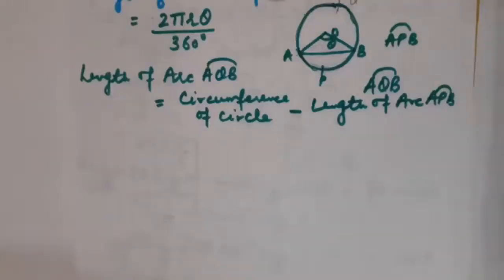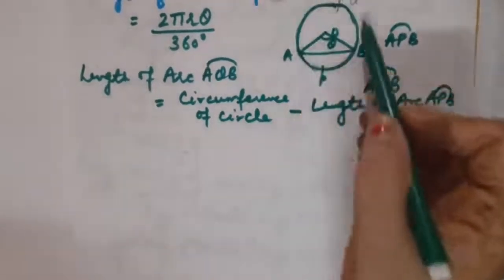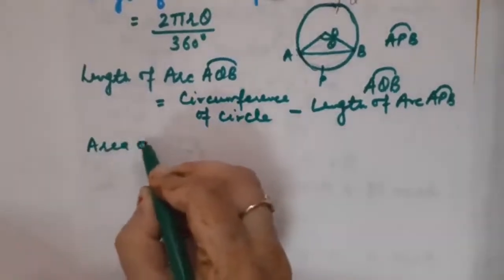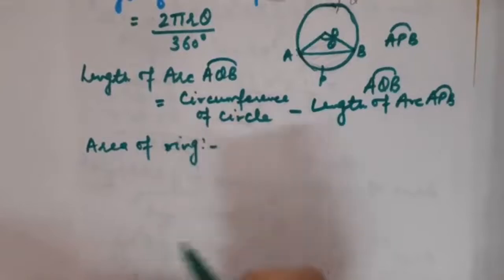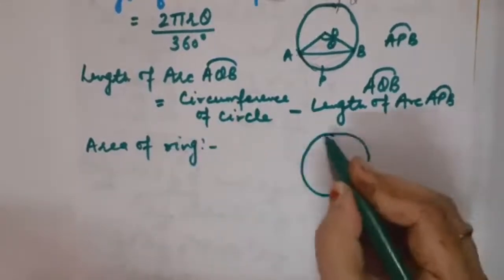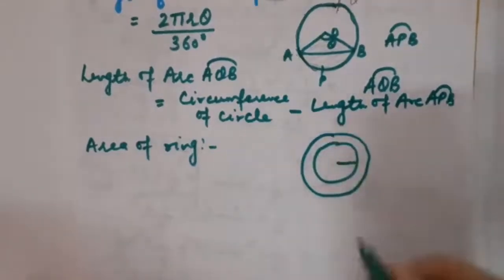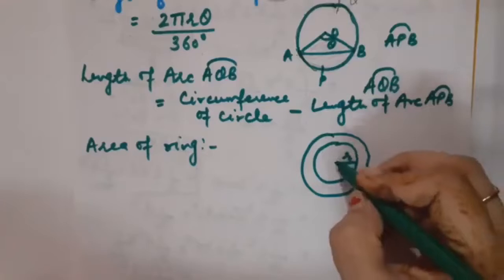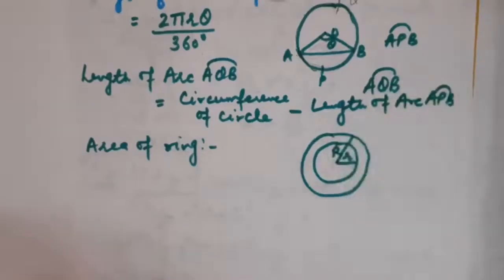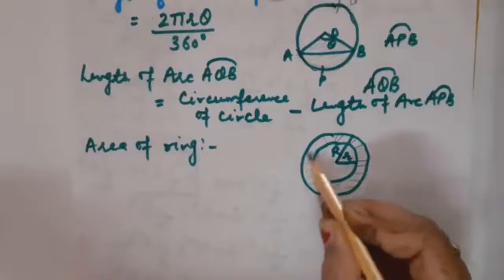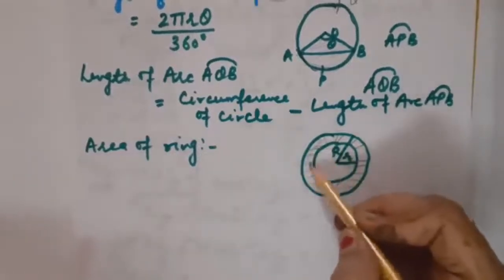So children, this was all about how to calculate the length of the arc corresponding to the minor sector as well as corresponding to the major sector. Now I am going to tell you how to calculate the area of a ring. Please be alert. There is one circle, and one more circle inside it. Let the radius of the smaller circle be r and the radius of the bigger circle be capital R. You are supposed to calculate the area of this ring, this part, which I am going to shade now. This region you are going to calculate.